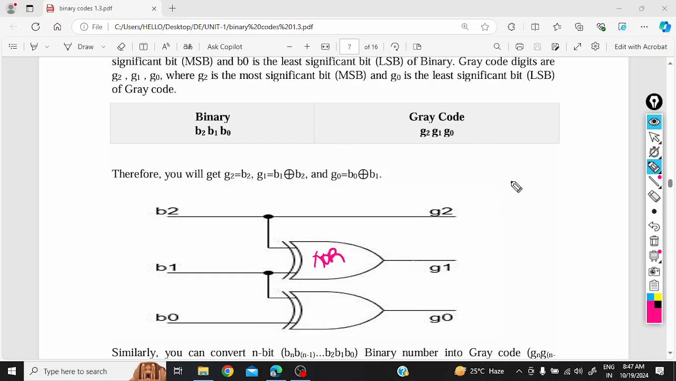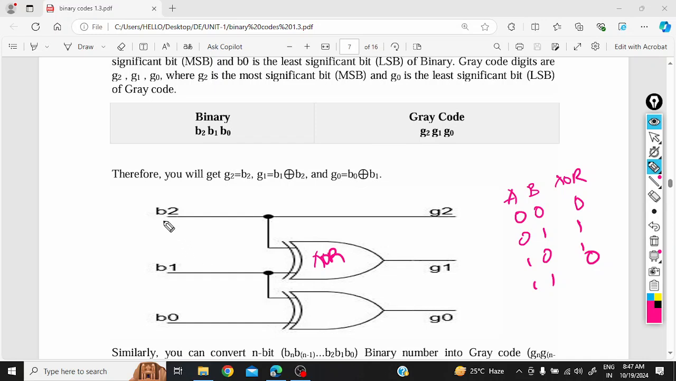The XOR gate function: for example, if I have inputs A and B, the XOR operation gives 0 0 0 1 1 0 1 1. So for similar inputs my output is going to be 0. For differing inputs my output is going to be 1. This is the simple operation.